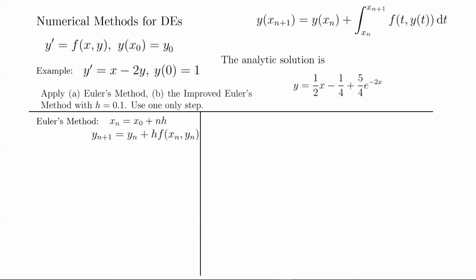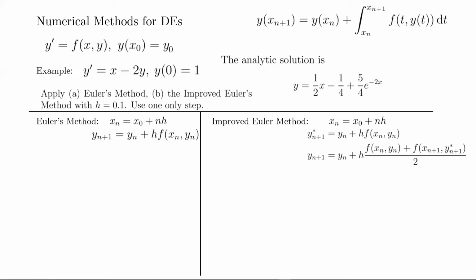So the original Euler's method is quite simply, the update for yn plus 1 is yn plus h times the function f evaluated at xn, yn. Remember, the function f is just the right hand side of the ODE. So the function f is x minus 2y. So if I evaluate that at xn, yn, then f of xn, yn is xn minus 2 times yn.